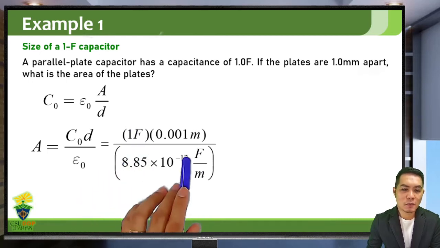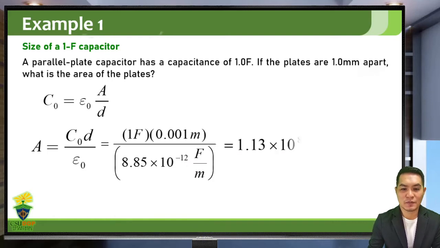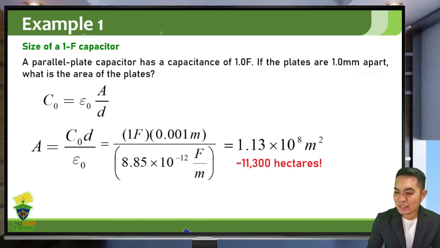So the farad will cancel each other out, the meter will go up, and you will have meter squared. So the answer of this is 1.13 times 10 to the 8 square meters. That's approximately 11,300 hectares. So that's how large a 1 farad parallel plate capacitor is, with nothing in between.